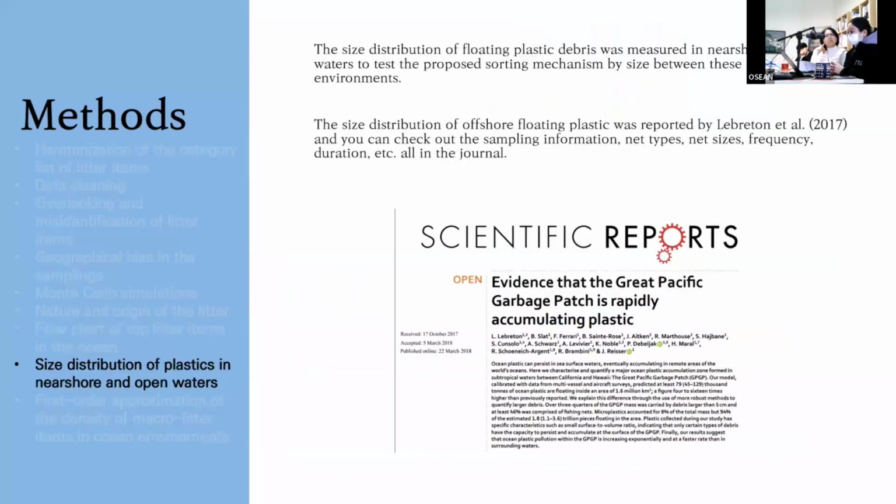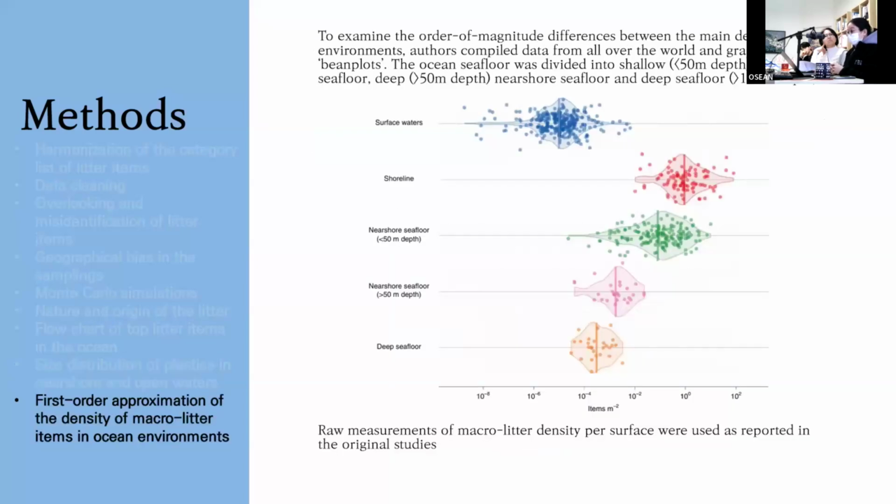The size distribution of floating plastic debris was measured in nearshore and offshore waters to test the proposed sorting mechanism by sea between the two environments. The size distribution of floating plastic was reported by Lebreton et al. 2017, as shown here. You can check out the sampling information, net types, net sizes, frequency, duration, etc., all in this journal. To examine the order of magnitude differences between the main depositional environments, authors compiled data from all over the world and graphed it as bin plots. The ocean seafloor was divided into shallow nearshore seafloor, deep nearshore seafloor, and deep seafloor. Raw measurements of microlitter density per surface were used as reported in the original studies.